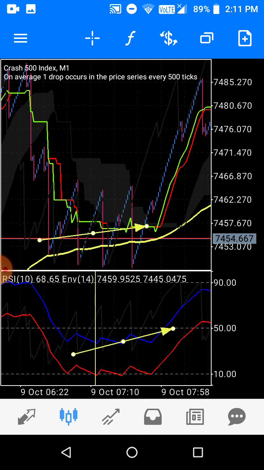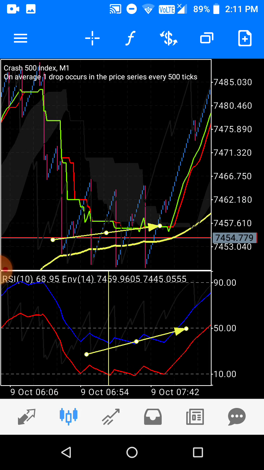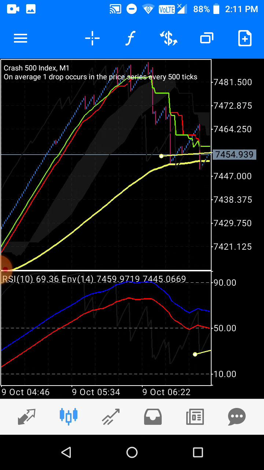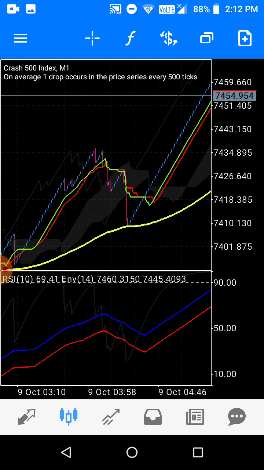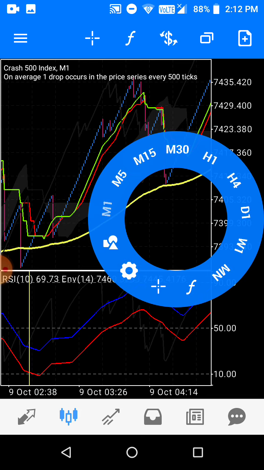Now when you get this setup, place a little lot size and ride the trend for a while. Place some little trades and ride your trend for a while. Anything can happen with Crash 500. Place your trade and ride it. Don't be too greedy though. So basically that's how you do it. That's how you trade it. As you can see, something also happened here. Now this was a very, very good setup.